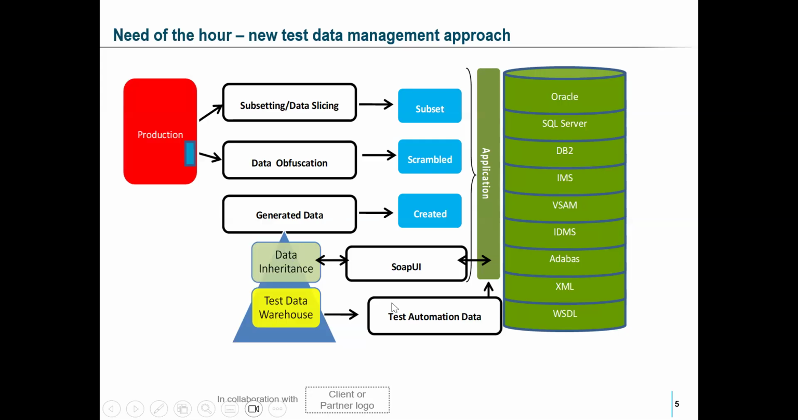We have a test data warehouse and test automation data. Through SoapUI also we can create data. This is how the test data management approach works: production data is subsetted, then masked, and then stored into the DB for application testing. Where required, we can generate data using SoapUI or using services, different things.